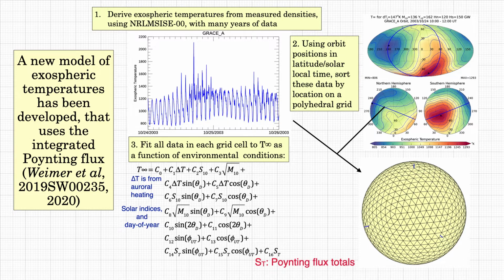The next step is to fit all the data in each grid cell to an equation that represents the exospheric temperature in that cell. It is a function of several parameters. Several variations of the formulas were tested. The most accurate one is shown here that uses delta T from the Joule heating as well as solar indices and day of year and universal time. This is also repeated for each of the 1,620 grid cells.